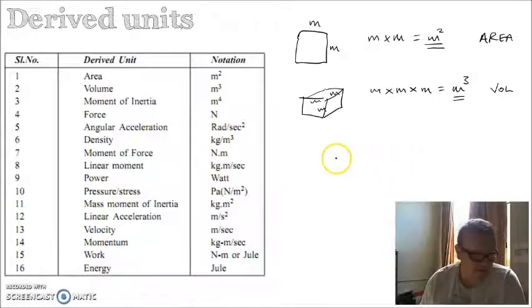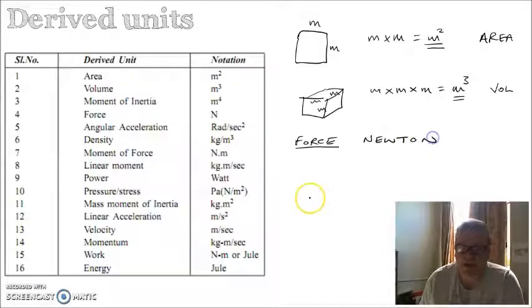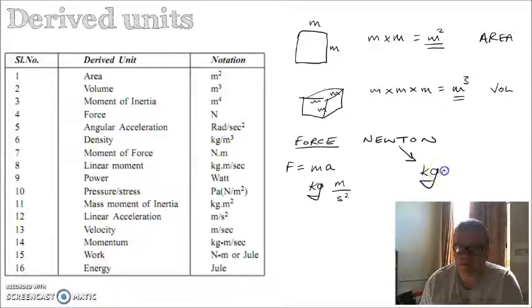Okay, a slightly more complicated example is the unit for force. It is a newton, and you'll be learning later in the course that force is equal to mass times acceleration. Now mass is measured in kilograms and acceleration is meters per second squared. So the unit for newtons is a kilogram meter per second squared.